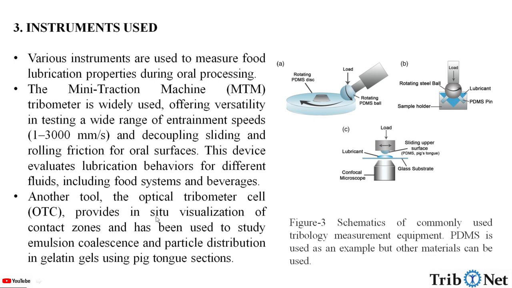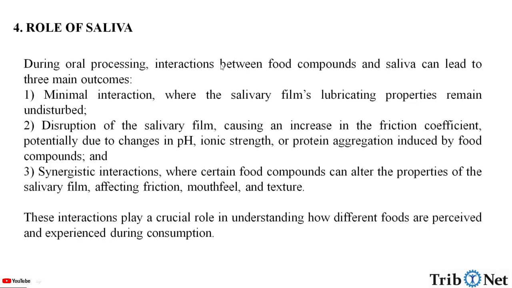Another tool, that is the optical tribometer cell, that is OTC, provides in situ visualization of the contact zones and has been used to study emulsion coalescence and particle distribution in gelatin gels using pig tongue sections. In this figure, we can see the schematic representation of commonly used tribometers. In this, we can see the PDMS is used as an example, but other materials can also be used.